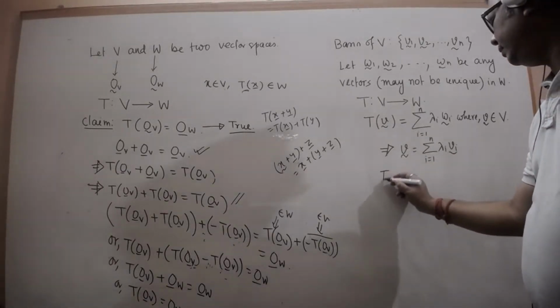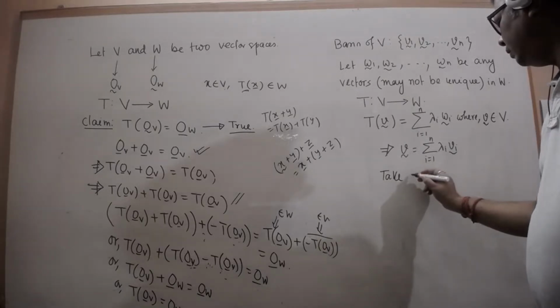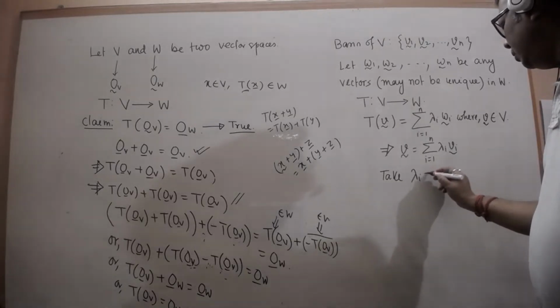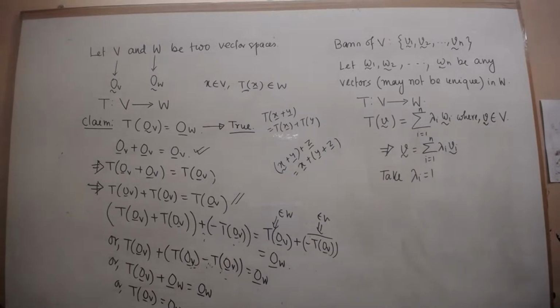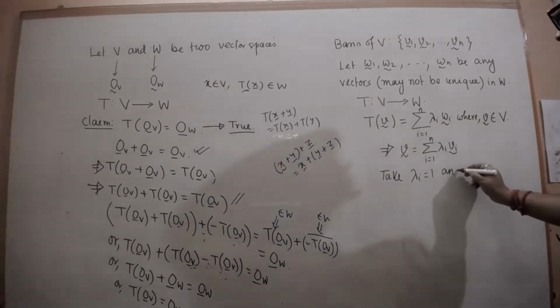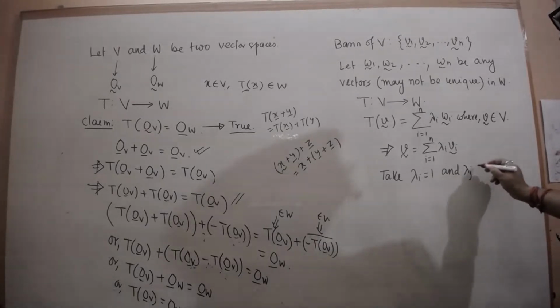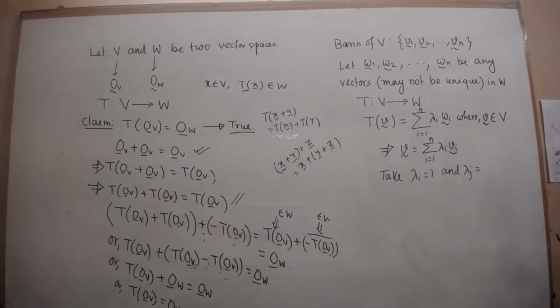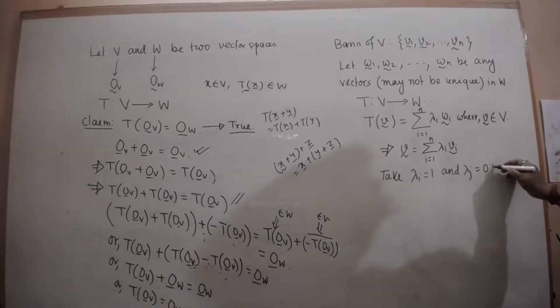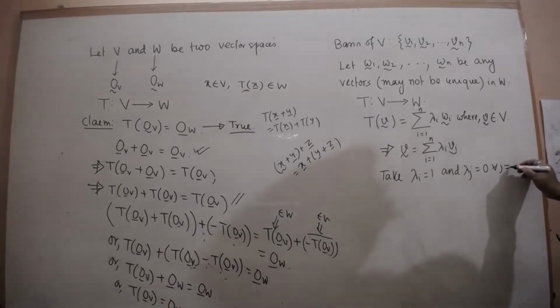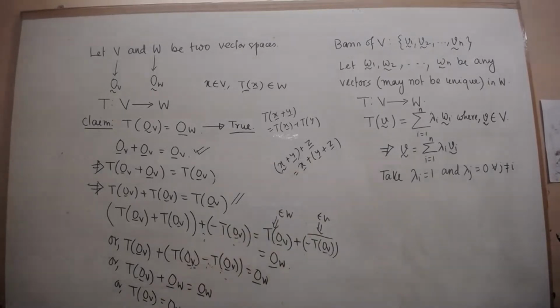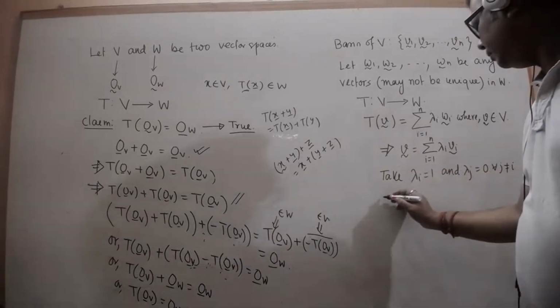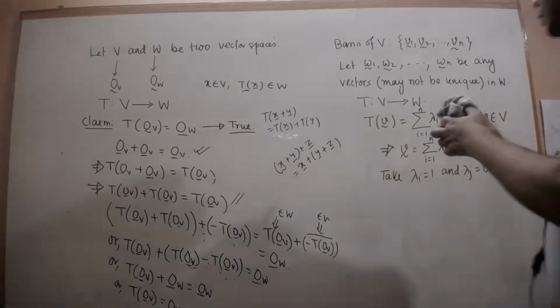Take lambda_i equal to 1 and lambda_j equal to 0 for all j not equal to i. The claim is, I think I erased this portion.